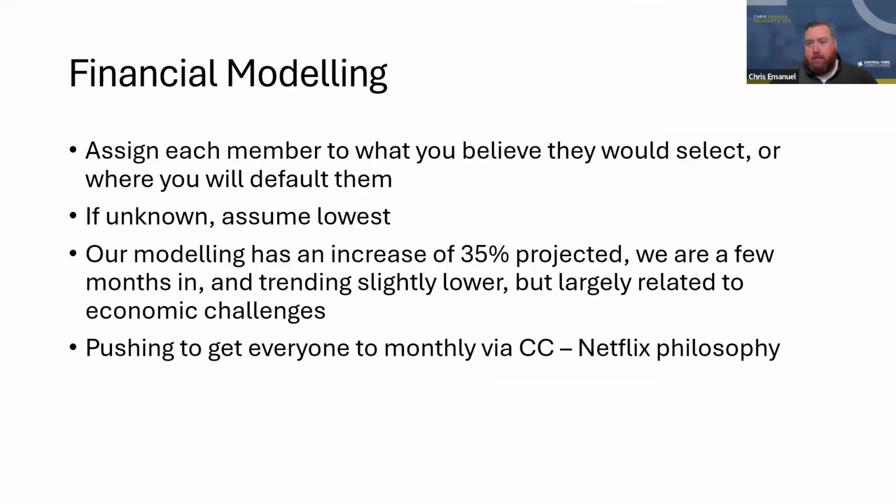We modeled this because I think that's critical for all of you. And we were very conservative. We assigned each member, based on their current level, which was tied to size, where we felt they would likely select. As they come to renew, we default them at the level we believe they'll be at. Now, that can move, but we default them at their level of engagement.